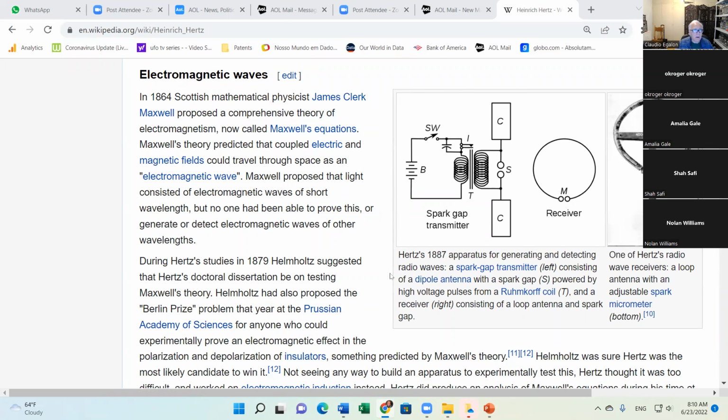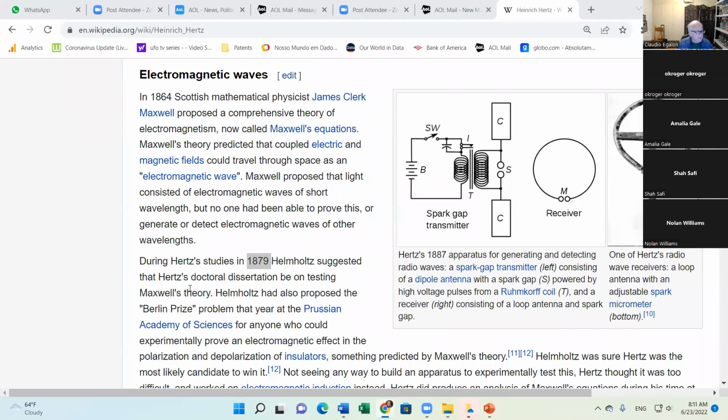So remember this, 1887. The late 1800s, second half of the 1800s. The idea came up in 1879. During Hertz's studies in 1879, Helmholtz, another famous scientist, suggested that Hertz's doctoral dissertation be on testing Maxwell's theory. So it was a PhD thesis of Hertz himself.